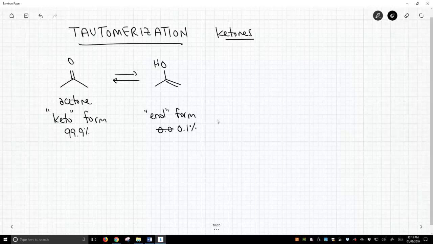This is about 0.1%. Now, if you took an NMR of acetone, what you would see is a molecule that just has simple methyl groups, CH3s. You wouldn't see this alkene in there. So there's so little of this enol form, you can't even see it by NMR. These are called tautomers, and they are structural isomers.